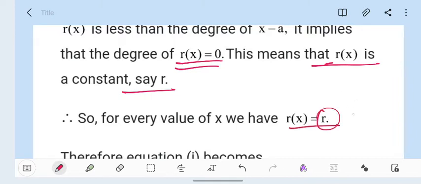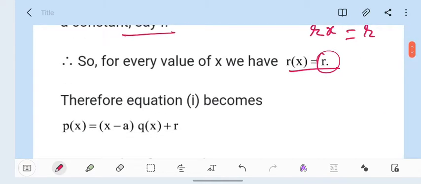So how have we got r? Here the degree of r of x is 0. That will give you r only, because x power 0 equals 1 as per the exponent rule. Therefore equation 1 becomes p of x equals x minus a multiplied by q of x plus r.